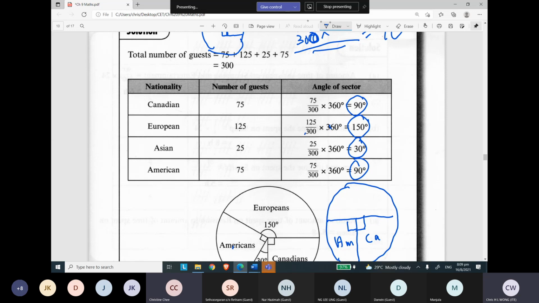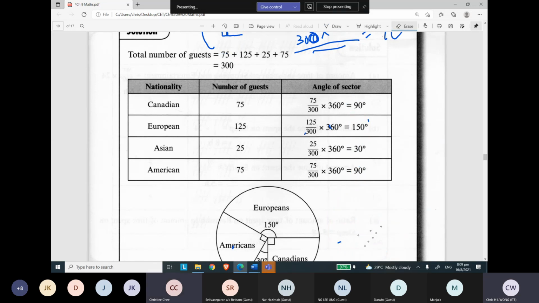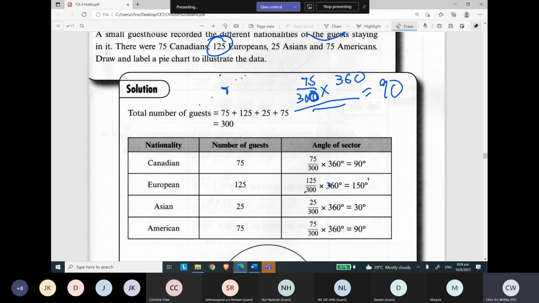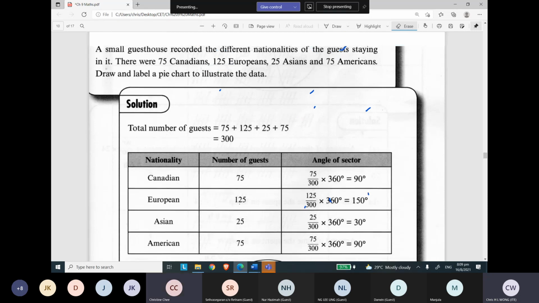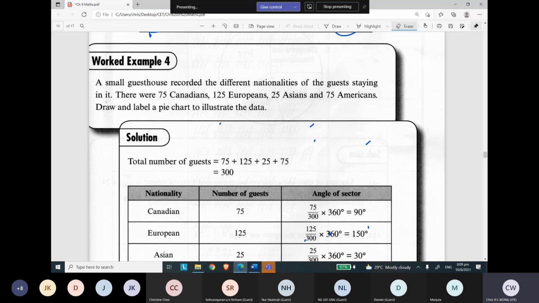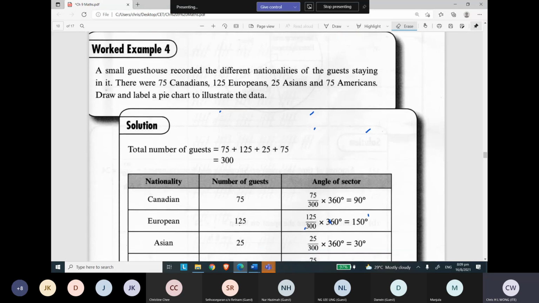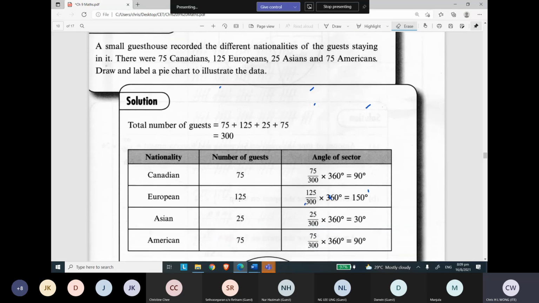Okay, let me explain again. I'll erase all this first. No problem. Let's see what they want. Look at the question. They actually ask you that in the hostel there are different groups of people.